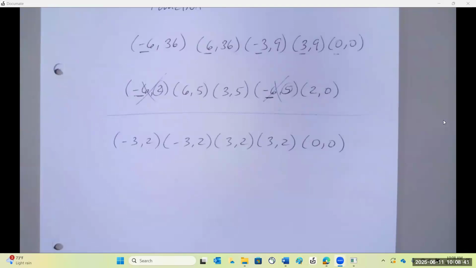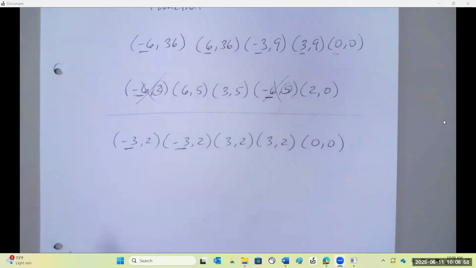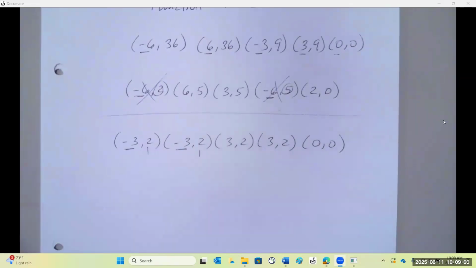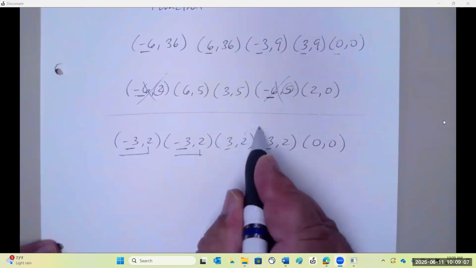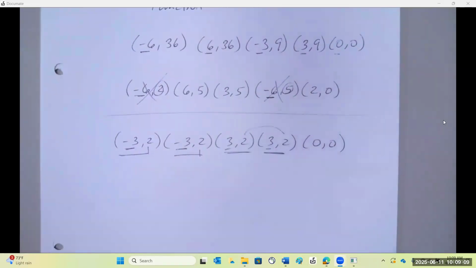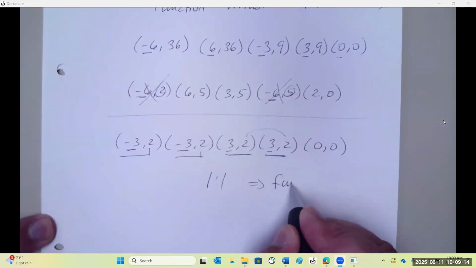Is that a function? Who says yes? You're absolutely correct. It is true. These are the same negative 3's, right? They have the same value. These are the same points. There's nothing different about them. These are the same x's. They have the same y's. These are the same points. So this is one-to-one. It's a function.